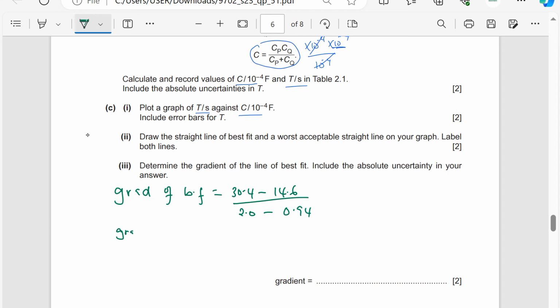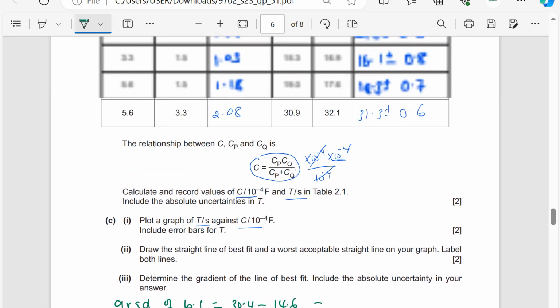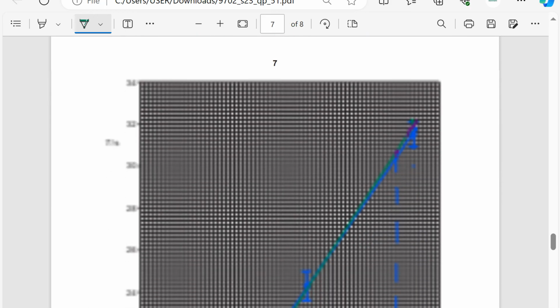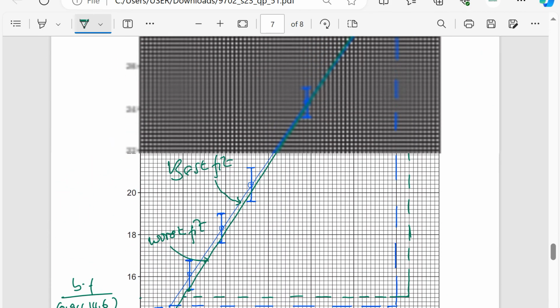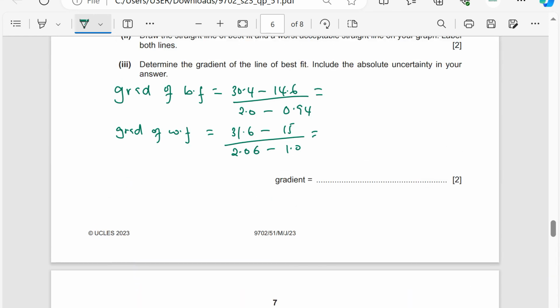Then we have to find the gradient of the worst fit. The worst fit values, we had 31.6 minus 15 divided by the x values, which is 2.06 minus 1.0. I remember there was a 10 power minus 4 on the x-axis. So I have to multiply the x values by 10 power minus 4.